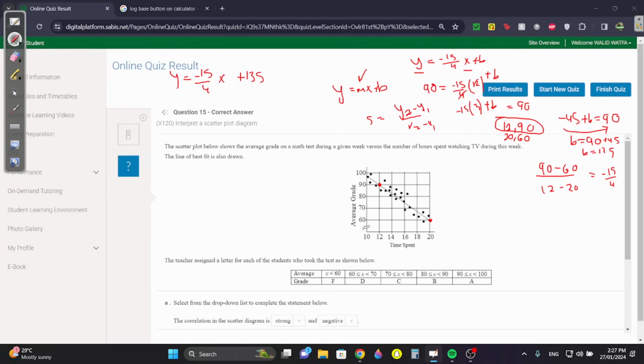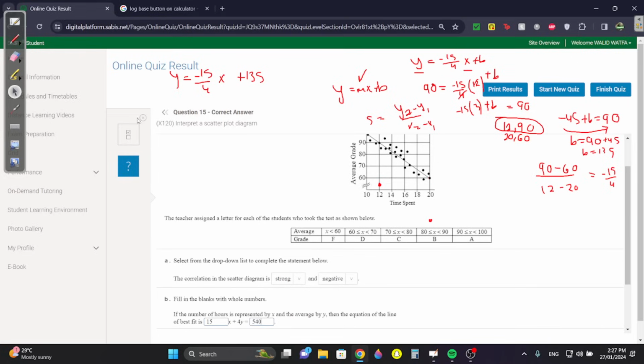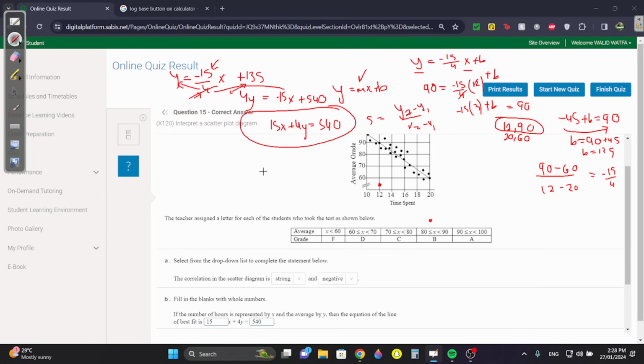The way they asked it, they want x and y to be on the same side. So we have to somehow take this to the other side. How do you do that? The first step is you have to get rid of this 4. It looks annoying. How do you get rid of it? You multiply by 4 in the whole equation. So 4 times y is 4y. 4 times the fraction cancels, it will be equals minus 15x. Then 4 times 135 is plus 540. Then what's left? You just take negative 15x to the other side. It will be 15x plus 4y equals 540, and this is your answer.